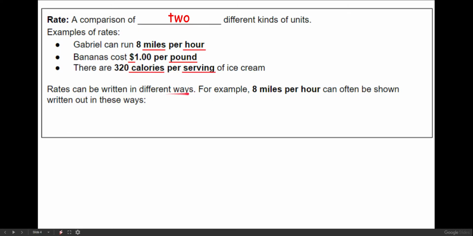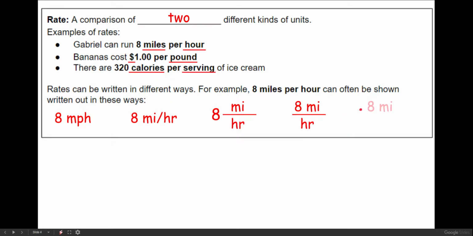Rates can be written in different ways. For example, 8 miles per hour can often be written out in these ways. 8 mph, which is miles per hour. You also see it written this way, 8 miles / hours. And the slash is like a fraction bar, and the fraction bar means per. So 8 miles per hour. You can also see it written like this, with miles on top and hours on the bottom. And then finally, 8 miles per 1 hour. Now, why do they put 1 hour? Because hour and 1 hour mean the same thing.